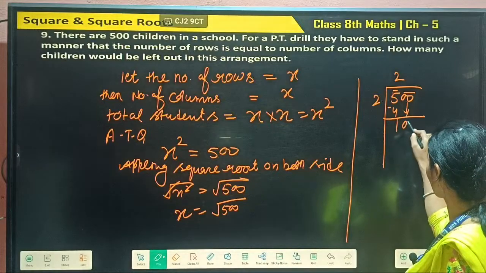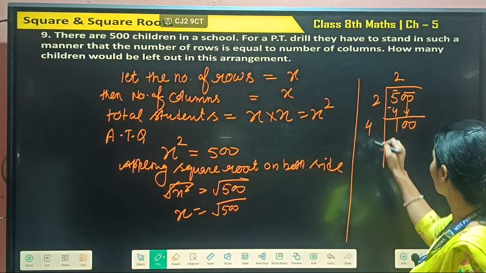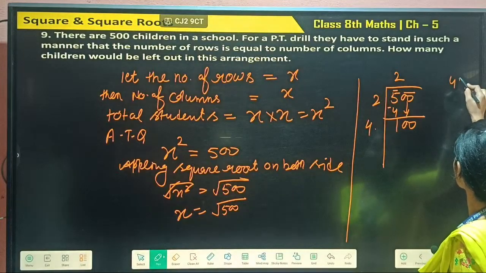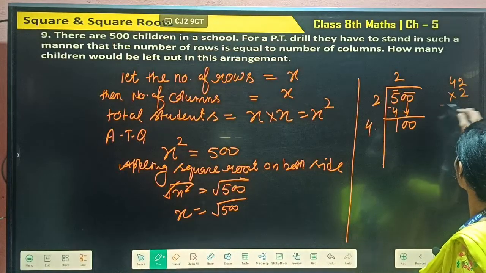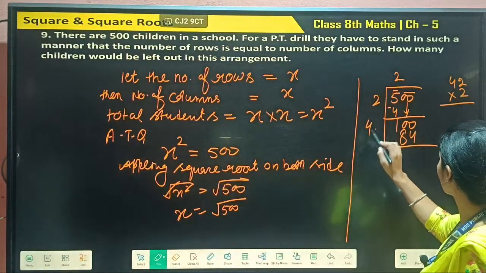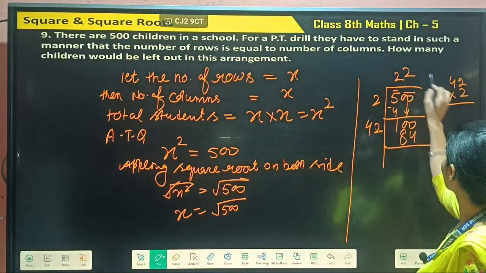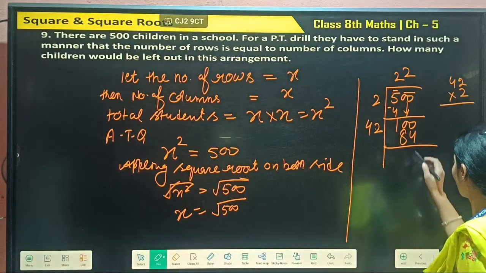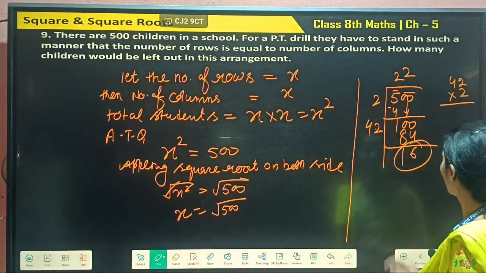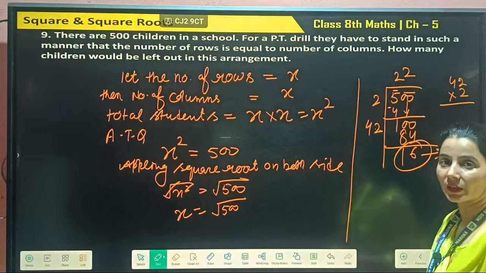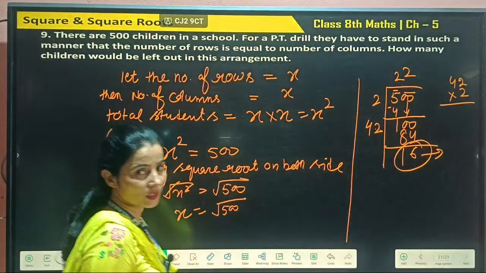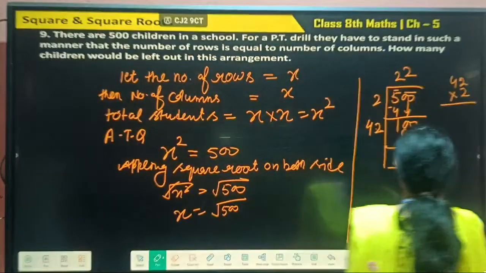1 carry down the next pair. Its double will be 4. Right. Check out the digit. It is 2. 42 into 2 is 84. You will write there 2 and then 2. 10 minus 4, 6. 9 minus 8, 1. So how many students? 16 is the remainder. How many students will be left out from this arrangement? 16 students will be left out from this arrangement.